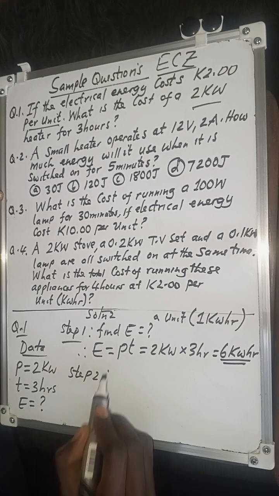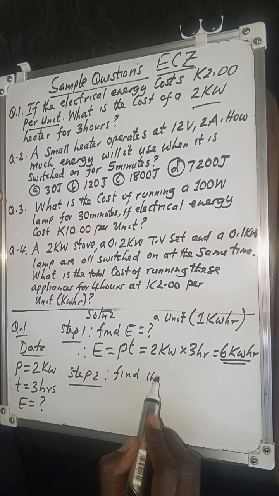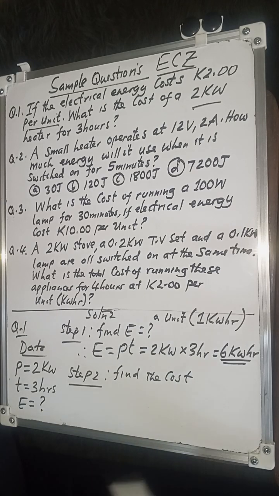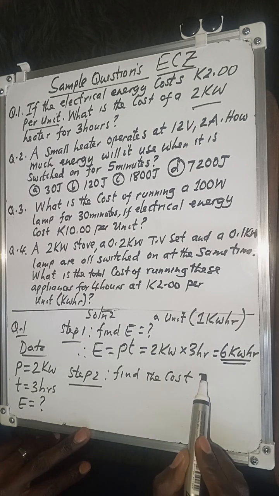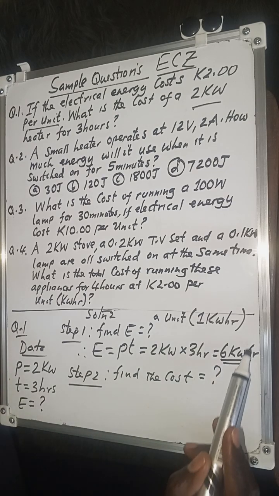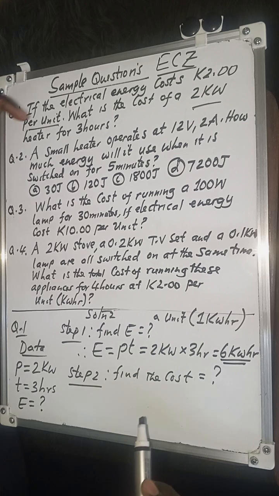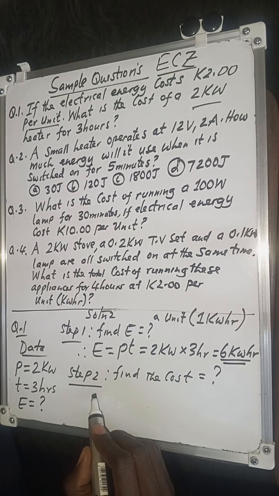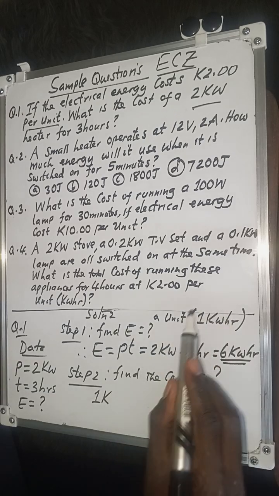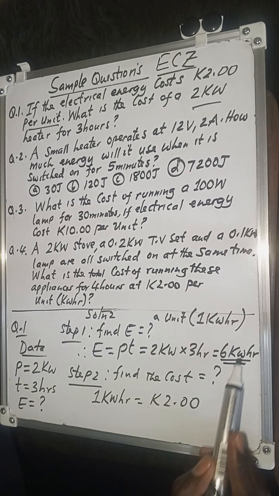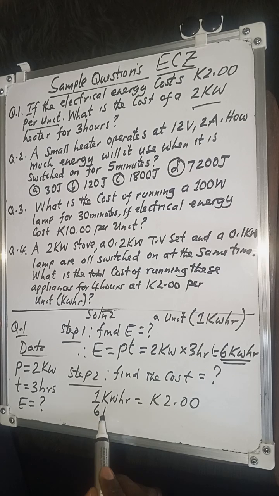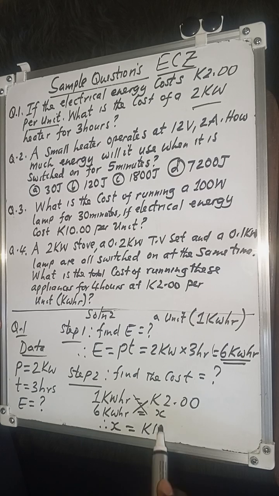Then step number 2: you are now going to find the cost of using the appliance. There are many ways you can go about that; let me show you one way. Since they are telling you the cost is 2 kwacha per unit, and a unit is a kilowatt hour, I can say 1 kilowatt hour costs 2 kwacha. Suppose now I have 6 kilowatt hour, how much will that cost me? Cross multiply: x times 1 is x, and 6 times 2 gives me 12 kwacha.